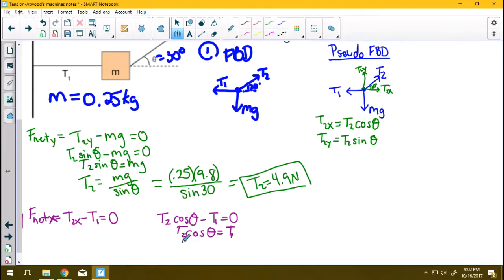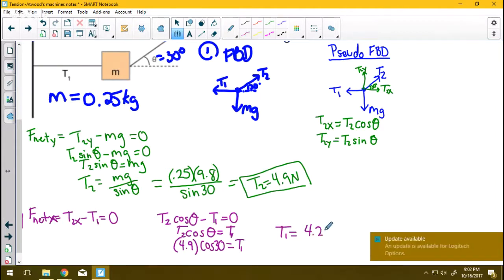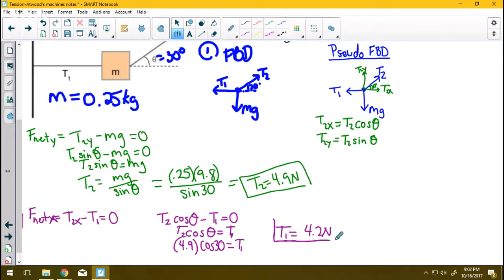So then we just plug our numbers in. So we have 4.9, that T2 that we just found, times cosine of 30. And that will give us our T1. So when we plug that in to our calculator, we should get 4.2 newtons. So that gives us T1.